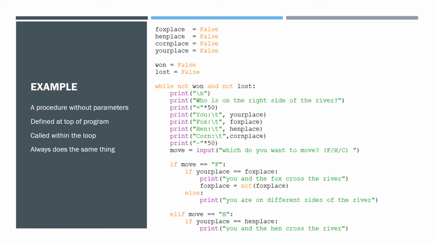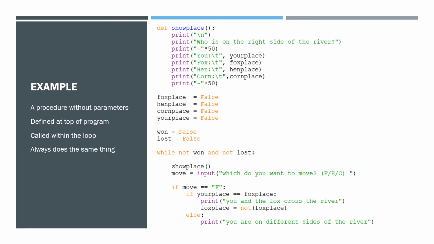So this is the existing program. Every time you go round the loop, you display the position of you, the fox, the hen and the corn. So we're going to take that code out and make it into a new procedure called show place at the top of our code, and then we're going to call that procedure inside the loop. So you can stop this lesson now. You could copy the code that I've shown here. You can have a go on your own without looking at my example, or you can do this at the end of the lesson.